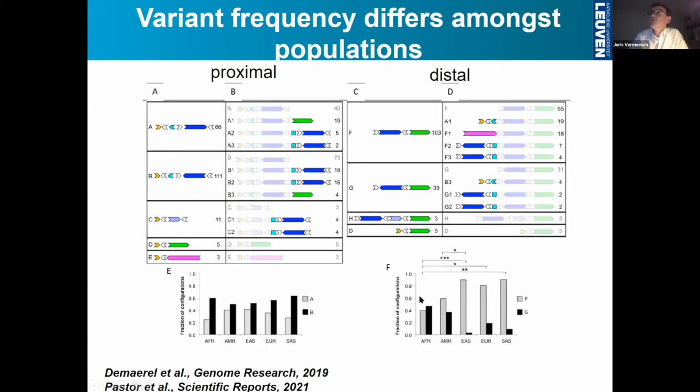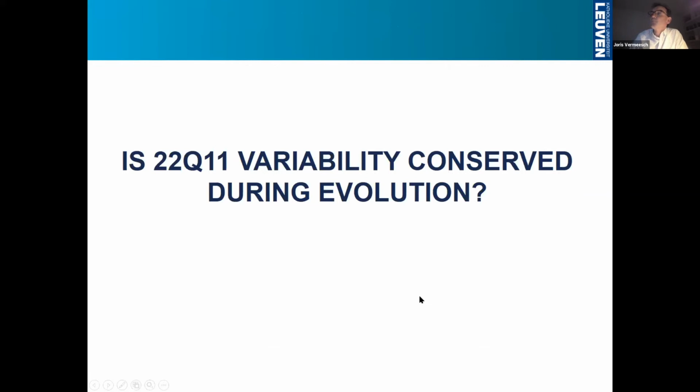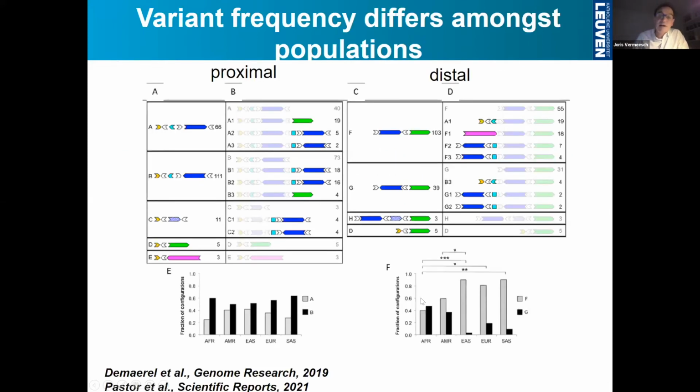Okay, that's just the observation. So another question we were asking was, is this 22q11 variability? Well, following this observation of this variability and also this variation within the human population, we wondered, is this variability something which is also present in the great apes? How do these LCRs look in the great apes?